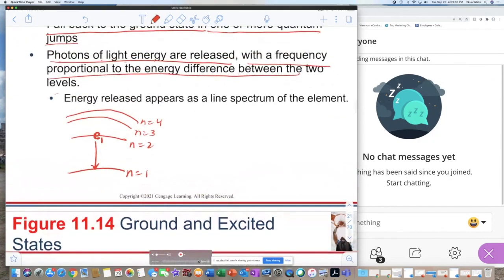We're told that photons of light energy are released. So there is a wave that's released here that is light, with a frequency proportional to the energy difference between the two levels. So the frequency we get is proportional to the gap between these two energies. Since this gap is huge, we have a huge change in energy. Therefore, the frequency is going to be large. What they're trying to say is if the electron has to jump a lot to get back to its home level, then it releases a high energy, so it has a high frequency. That's what that is. So the frequency is proportional to the energy difference between the two.